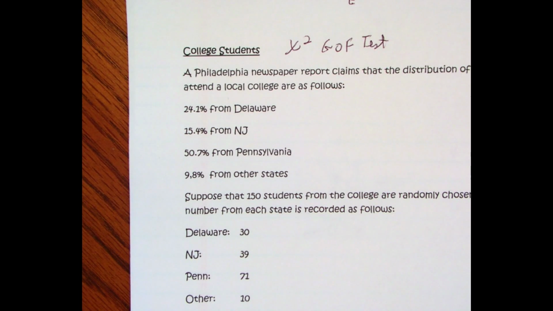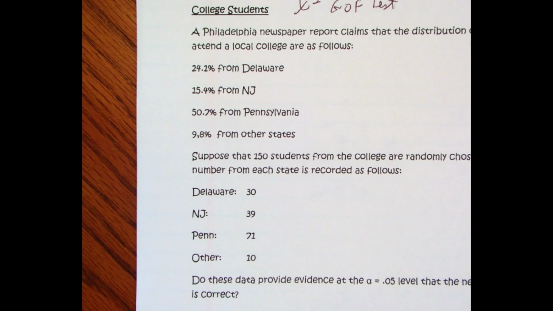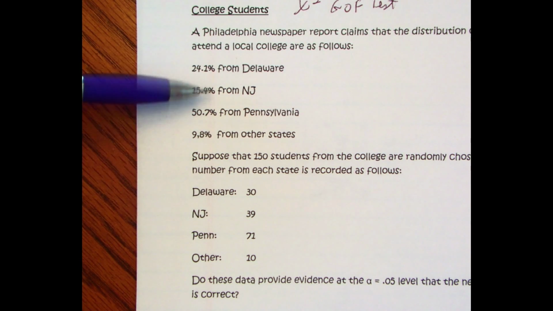Alright, so we're going to look at our first type of chi-squared test, and this is a college students problem. A Philadelphia newspaper report claims the distribution of students who attend a local college are as follows, and we have 4 different percentages that are supposed to fit into different states that students come from. Down below we have the actual observed values. So this is where we expect them to come from historically, I guess, based on historical data, and this is where our students are actually coming from.